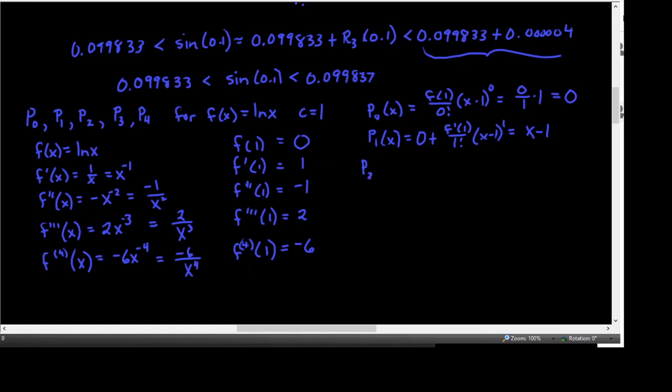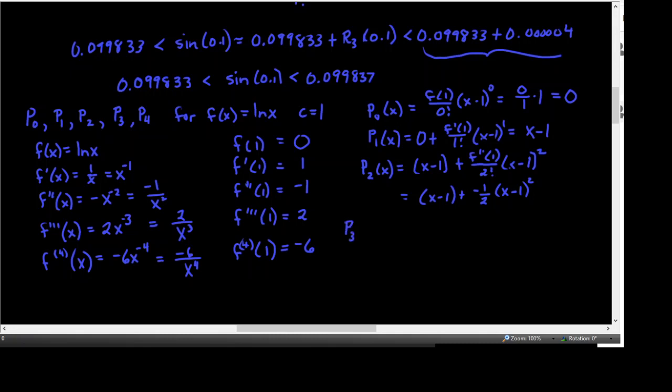Okay, p sub 2. Take everything we have so far, which is x minus 1 to the first so far, plus the second derivative evaluated at 1 over 2 factorial times x minus 1 squared, and the second derivative at 1 is negative 1, so minus or negative 1/2, so 2 factorial is just 2 times x minus 1 squared. And that plus a negative we could certainly write as subtraction. In fact, I will on the next line.